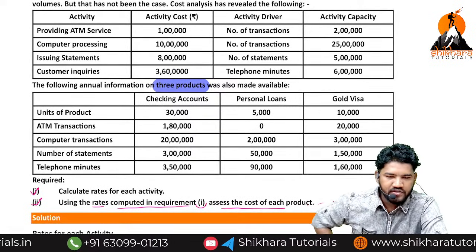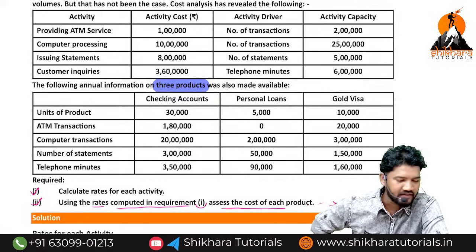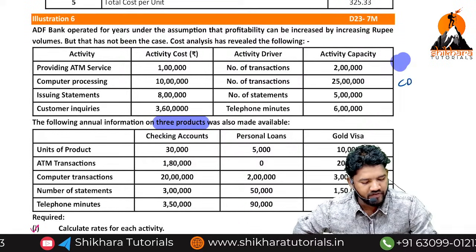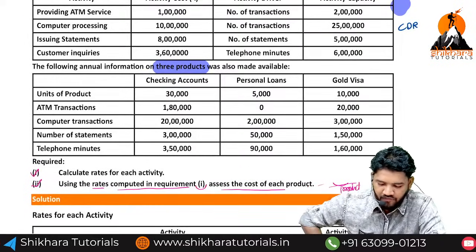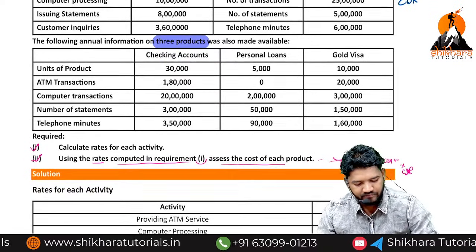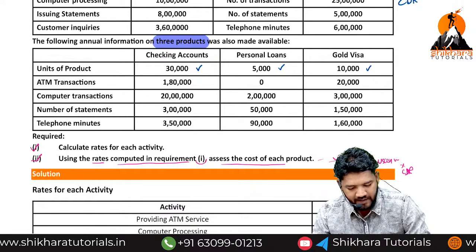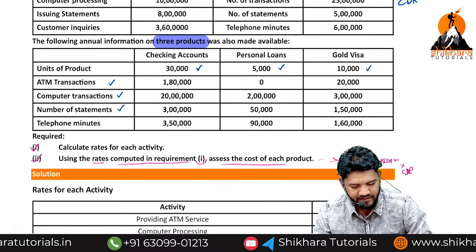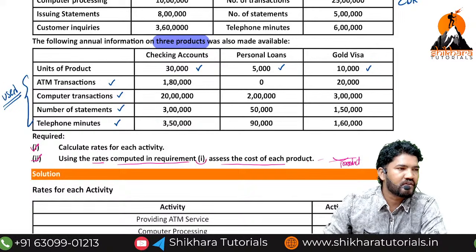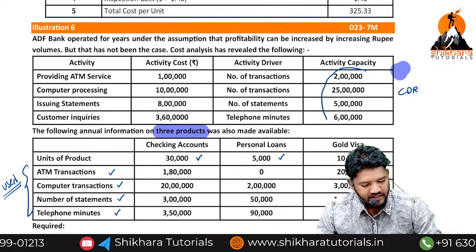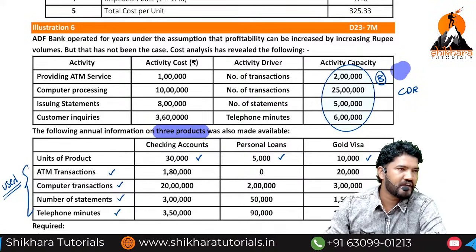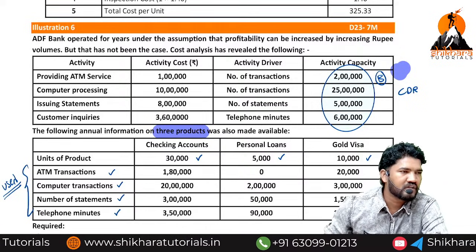Activity is given, activity cost is given, activity driver is given, activity capacity is given. With the help of this, we can easily figure out the cost driver rate. In the additional information, the following annual information on 3 products was also made available. Units is given. Next, ATM transactions, computer transactions, number of statements, telephone minutes. Can I name it as used? Yes or no? Now, the activity capacity they have given, can I name it as budgeted? Budgeted we use for the cost driver rate. Used we use for apportionment. Clear? Okay, then fine.